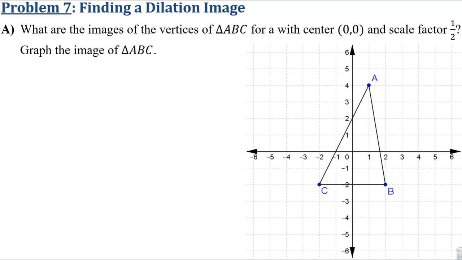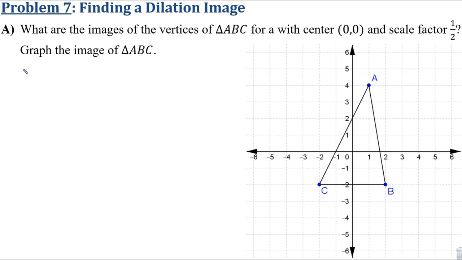Next thing we're going to do is actually make some dilations happen. Problem 7, part A says, what are the images of the vertices of triangle ABC for a dilation with center 0, 0 and scale factor 1/2? Okay, graph the image of triangle ABC. So our scale factor is 1/2 again.